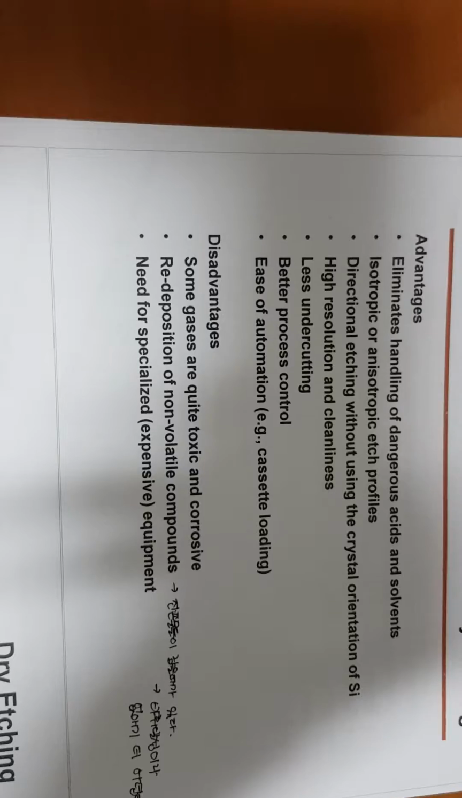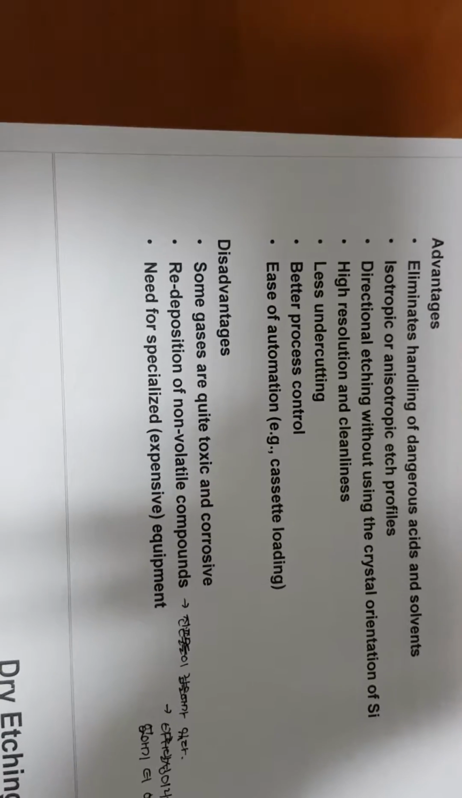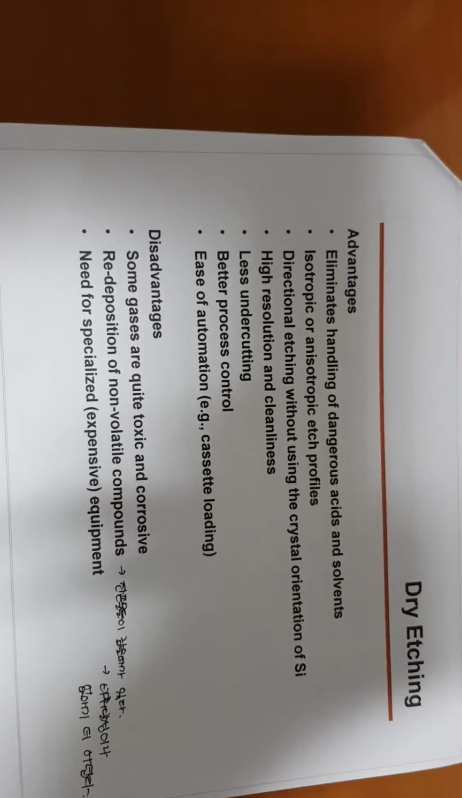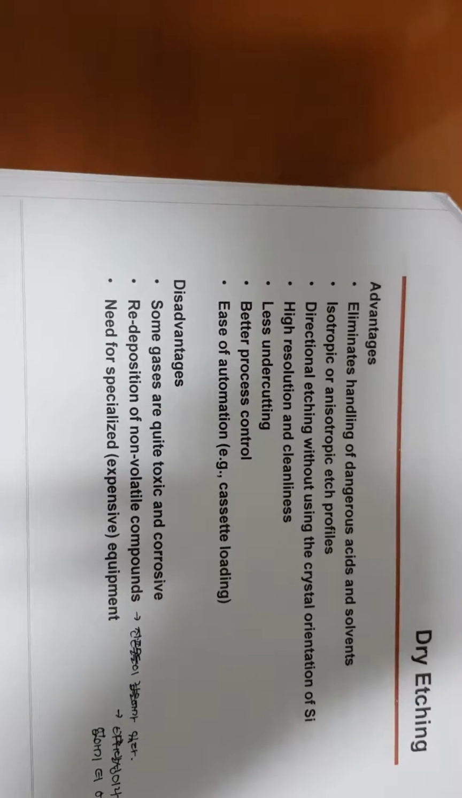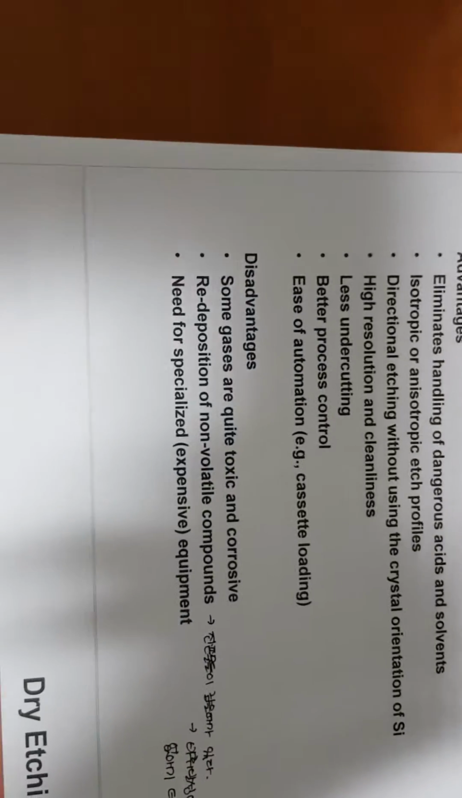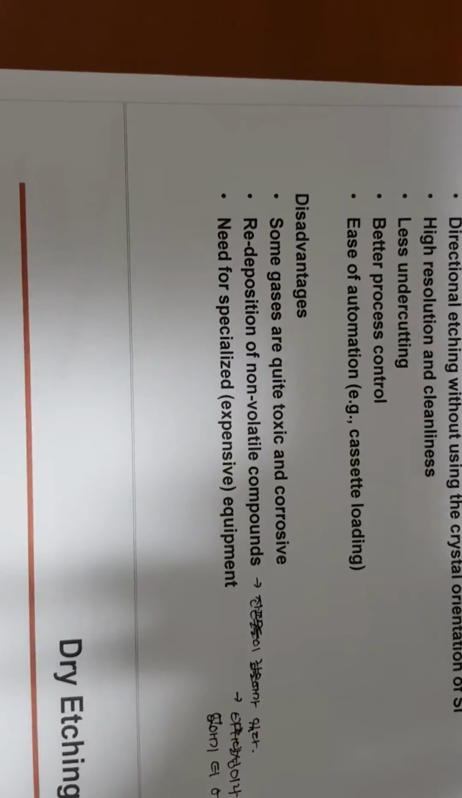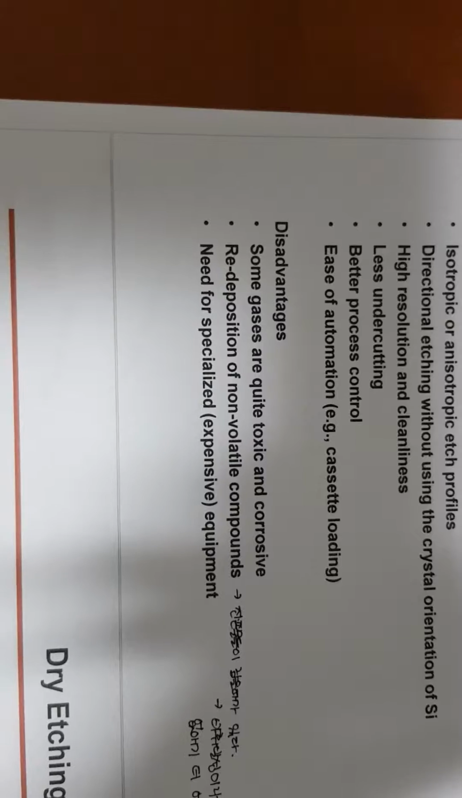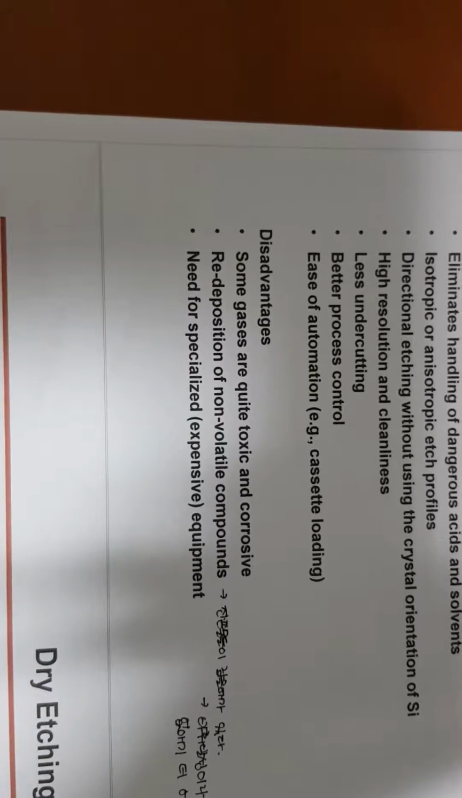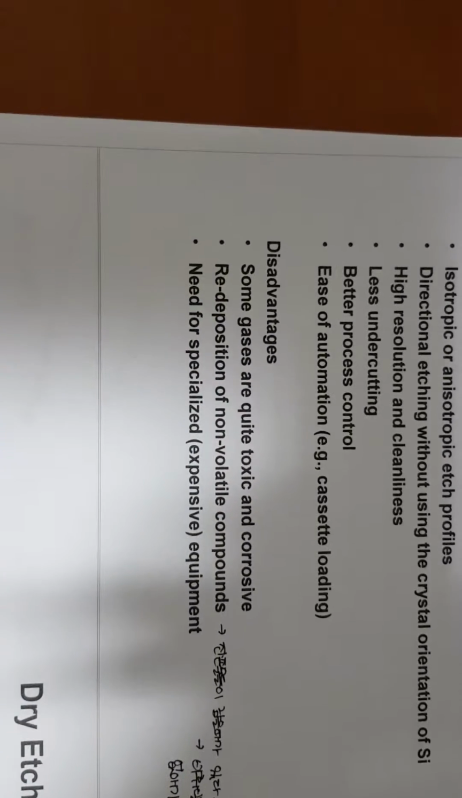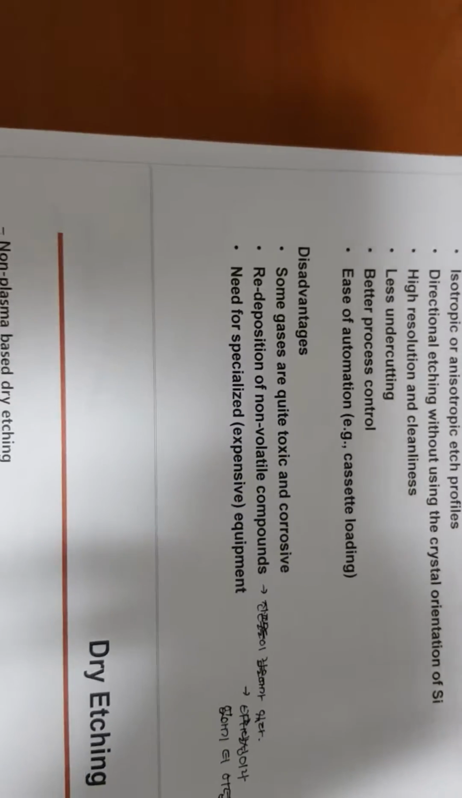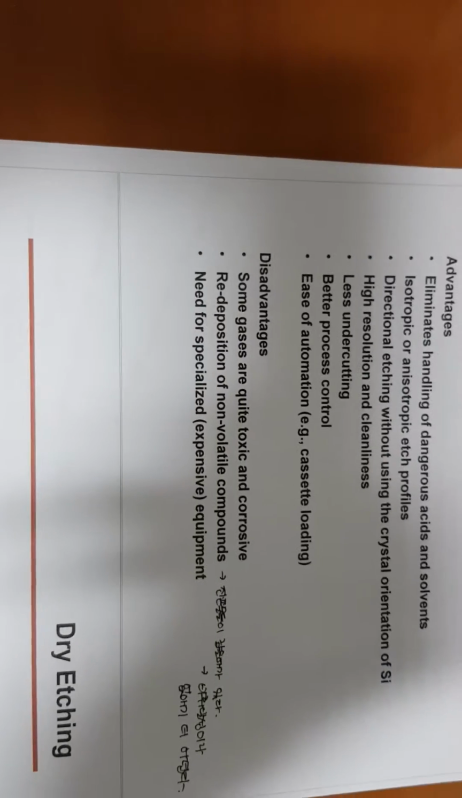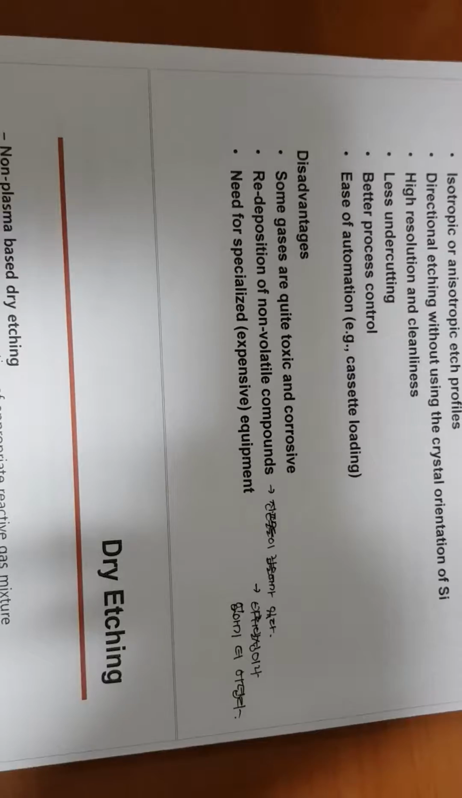Wet etching also has ease of automation, but compared to wet etching, dry etching has an easier way of automation. And there are disadvantages. First, some gases are quite toxic and corrosive, and there is redeposition of non-volatile compounds. It also needs specialized equipment because it uses strong plasma, lasers, etc.